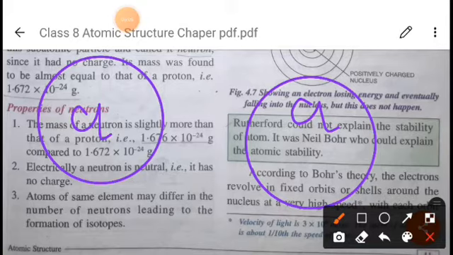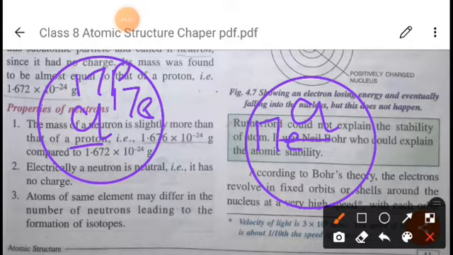If both are atoms of chlorine, then each has 17 protons and 17 electrons, right? Here also 17 electrons and 17 protons. But what James Chadwick found is that there will be a difference in the mass. When we calculate, there will be a difference in the mass of this and this.